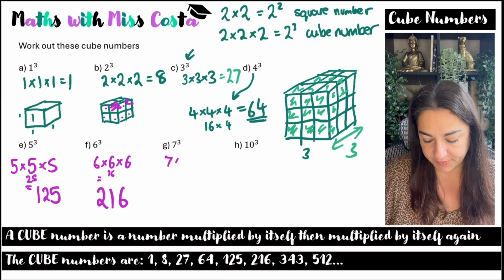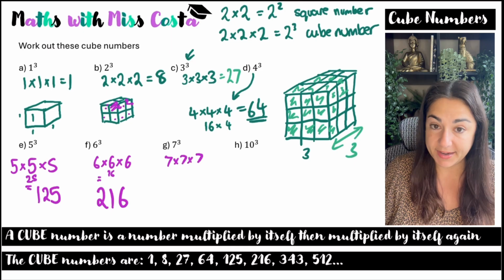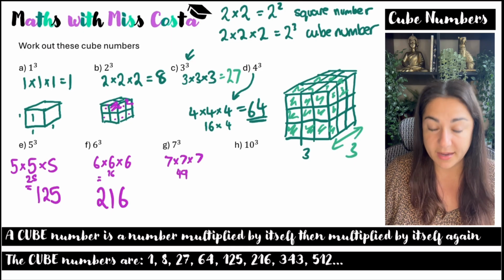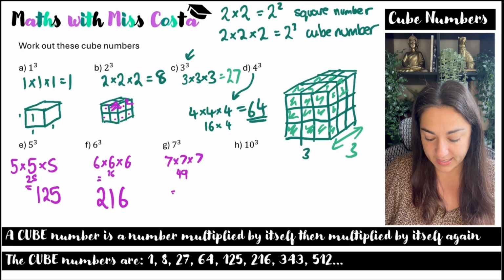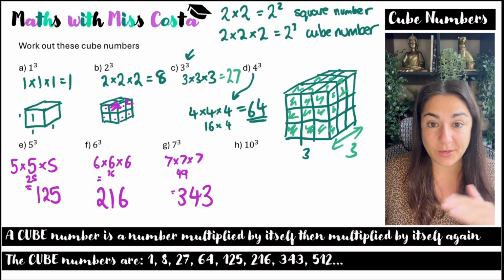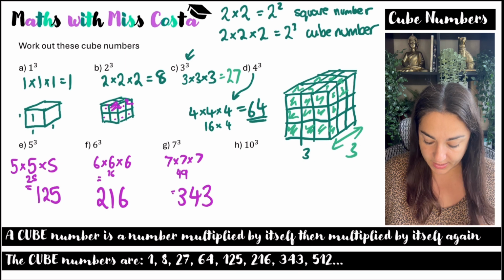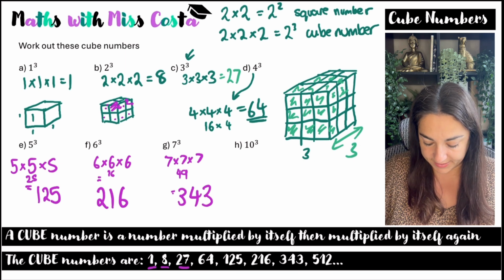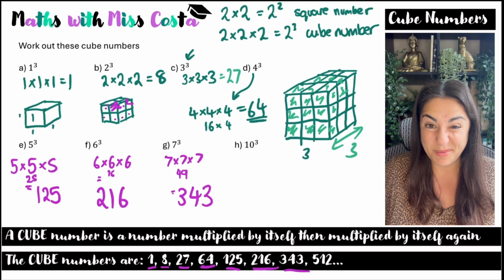7 cubed is 7 times 7 times 7. 7 times 7 is 49. 49 times 7 is 343. Now, I would say these are the key ones that you need to remember. So 1, 8, 27, 64, 125, 216, 343. There's not that many numbers.